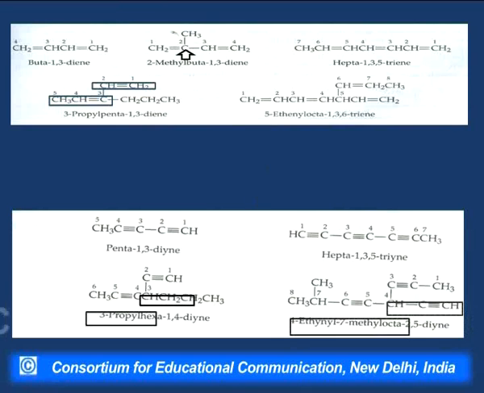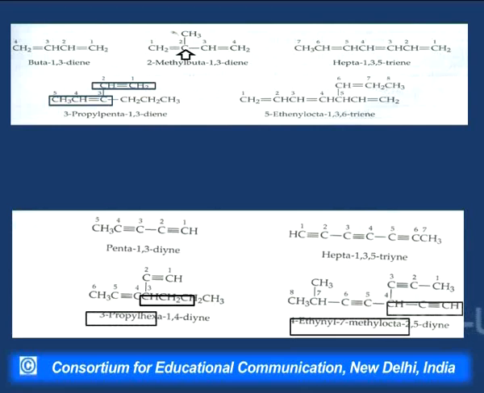Now in this case, you see, we are not able to include all the double bonds in the main carbon chain. So what we are going to do here is, I am going to take 3 carbons in the main carbon chain, and the main carbon chain would have 8 carbons in it, right? So it becomes oct-1,3,6-triene.